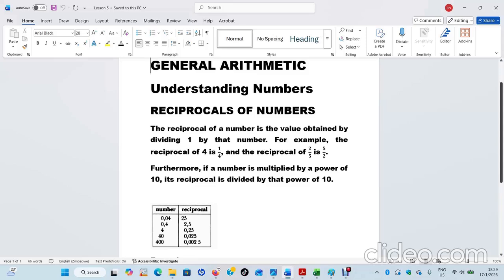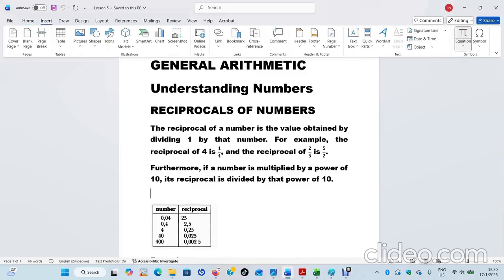Now, what is a reciprocal? The reciprocal of a number is the value obtained by dividing 1 by that number. For example, the reciprocal of 4 is 1 divided by 4. And the reciprocal of 2 over 5 is 5 over 2.